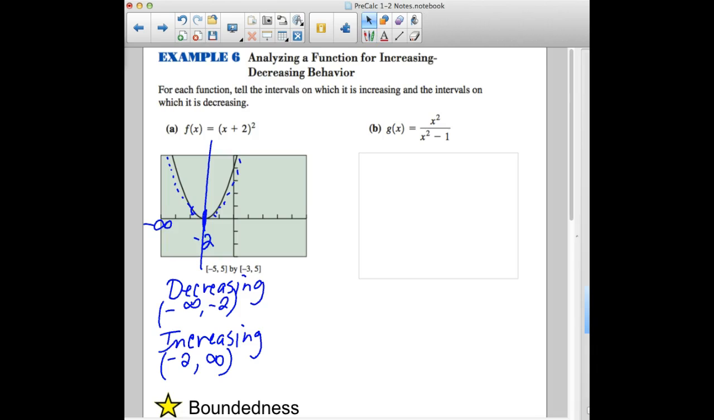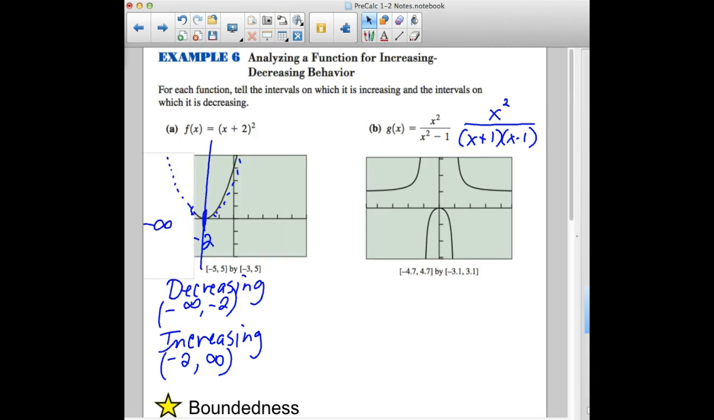All right, how about this one? If we factored the bottom, what can you tell me about that graph? Is it continuous? No. What do we have at -1 and at +1? We're going to have vertical asymptotes. Yep. All right, so here's our picture. We do have vertical asymptotes at -1 and +1.